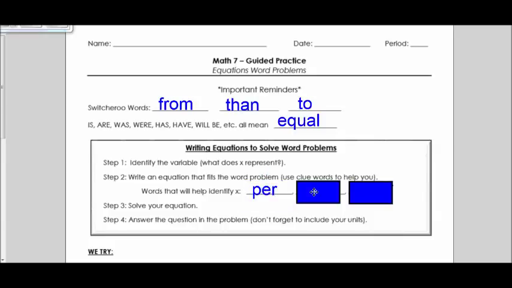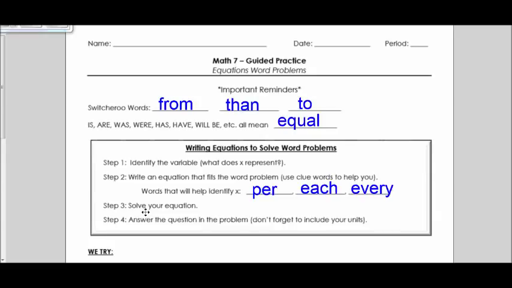Then there are clue words that help you tell where the x is going to go. And so those 3 clue words are per, each, and every. When you see these next to a number, so it's like $10 per hour or 50 cents every cookie or something like that, per, each, and every are going to tell you which number is being multiplied by the variable, and that's where your variable is going to go in our equation.